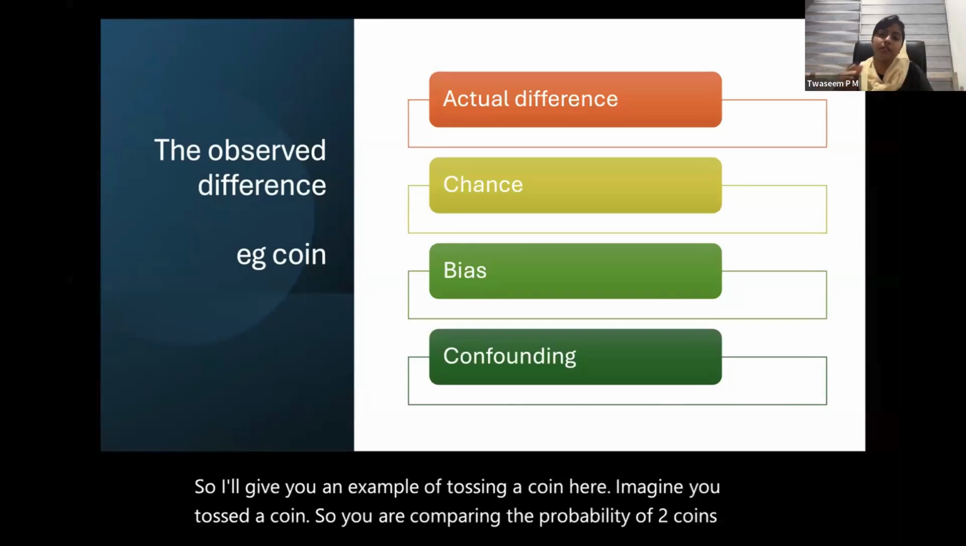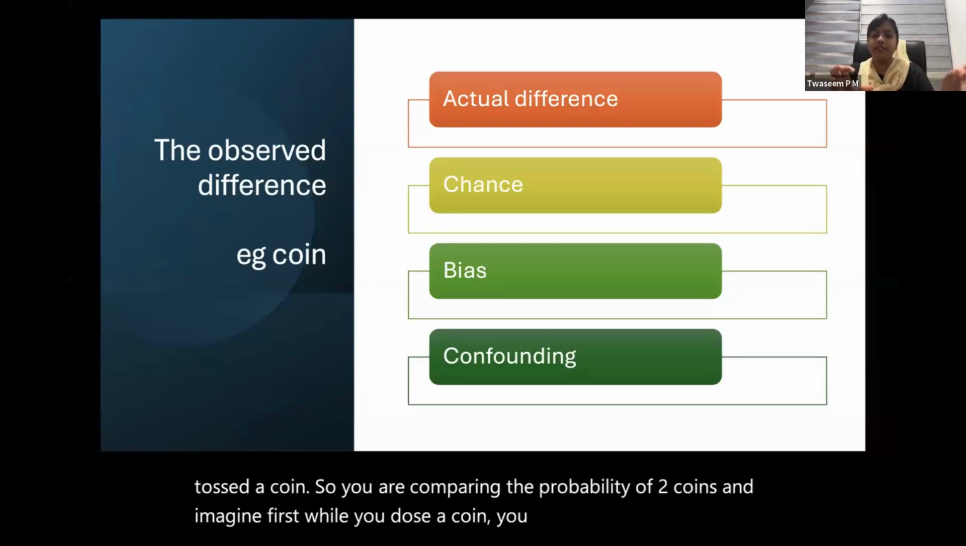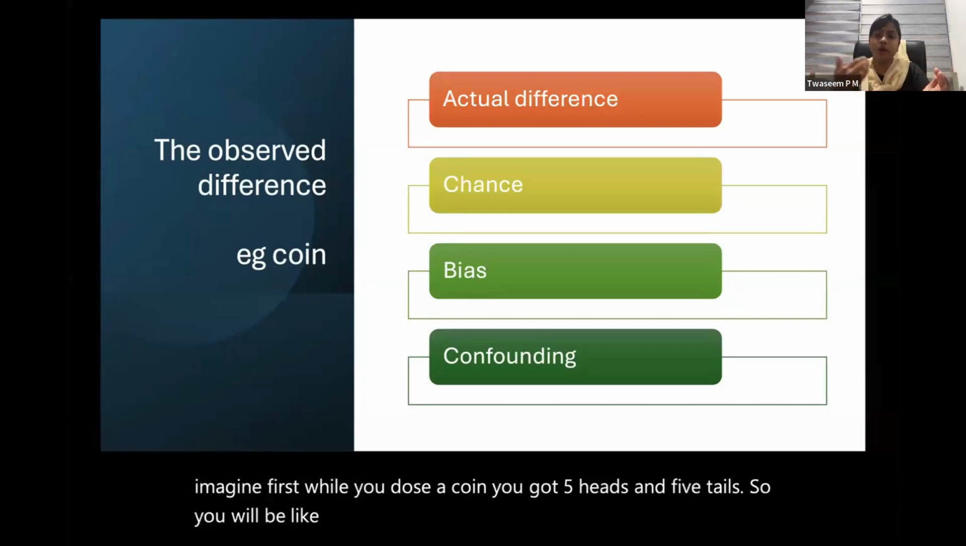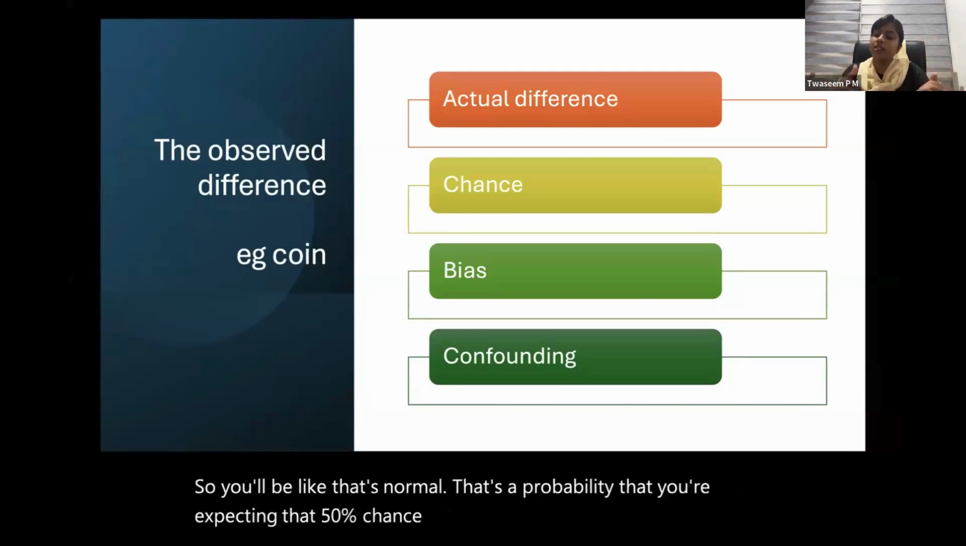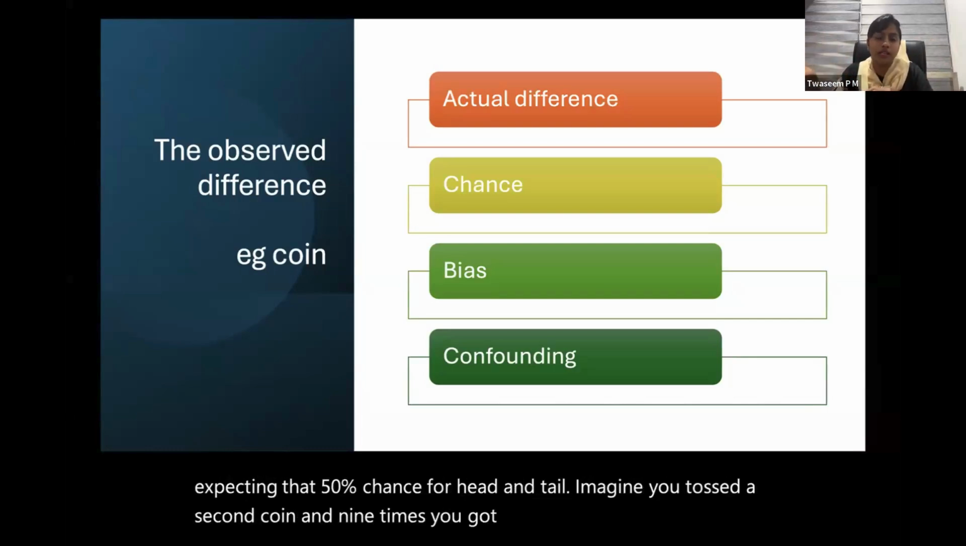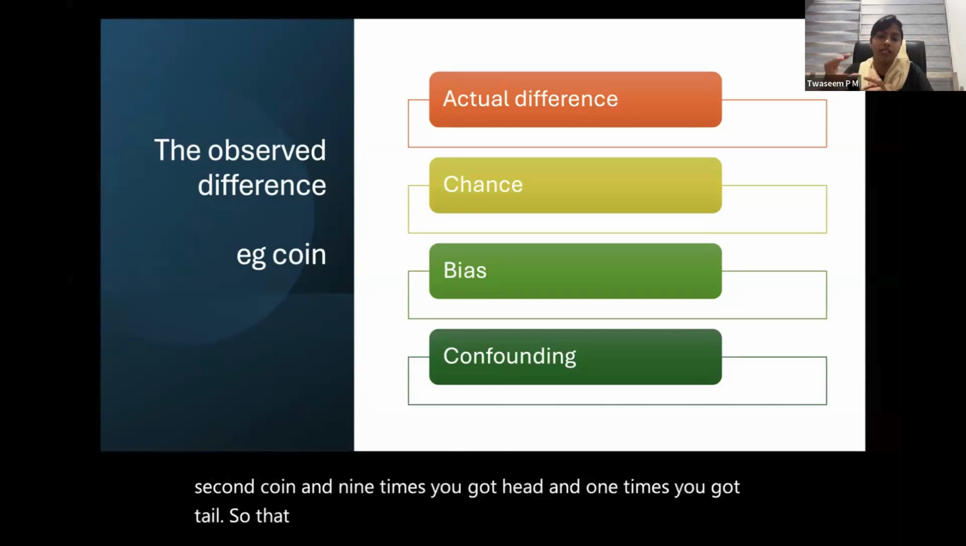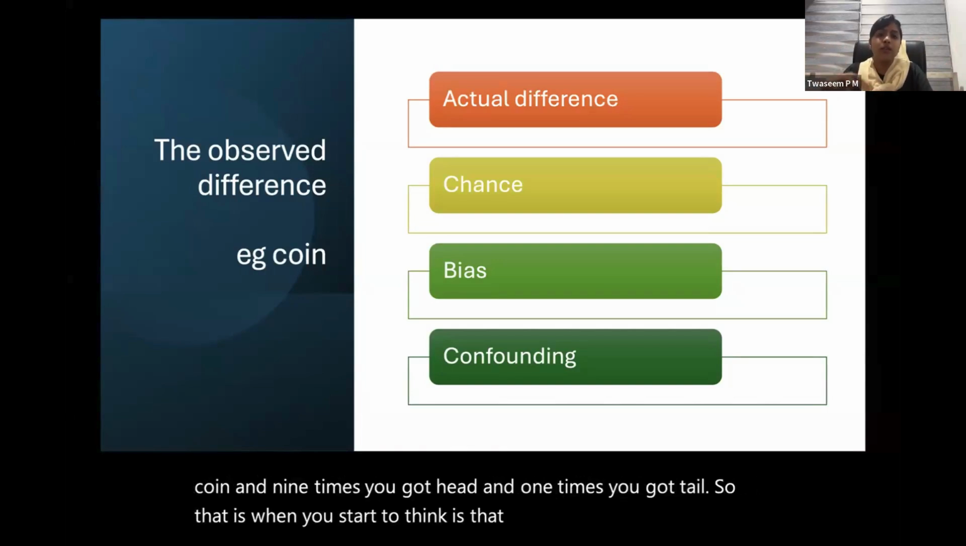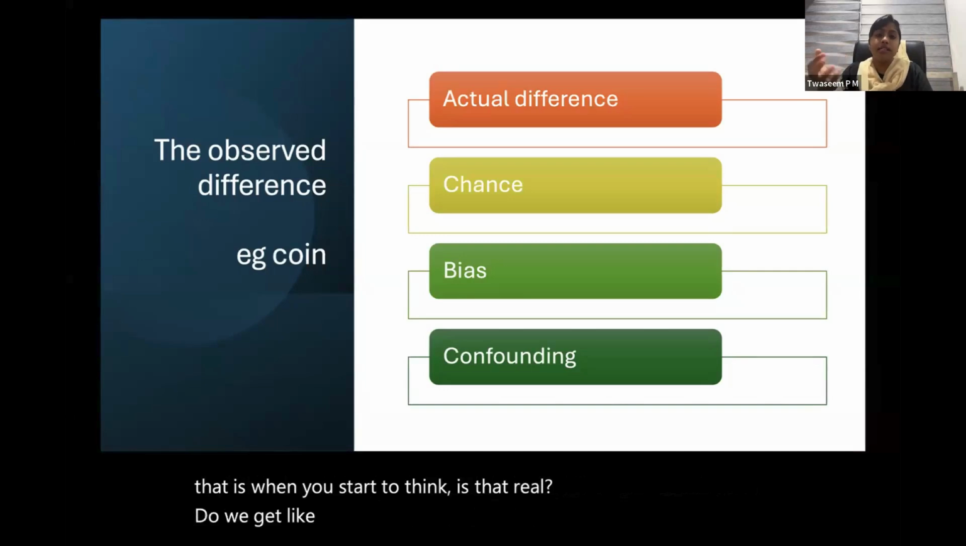Imagine first, while you toss a coin, you got 5 heads and 5 tails. So you'll be like, that's normal. That's the probability that you're expecting, a 50% chance for head and tail. Imagine you tossed a second coin and 9 times you got head and 1 time you got tail. So that is when you start to think, is that real? Do we get results like that?